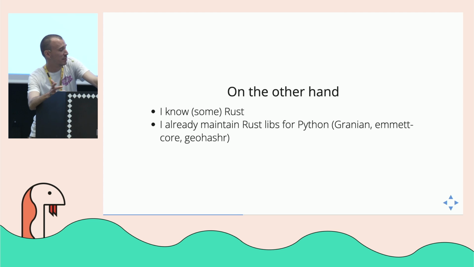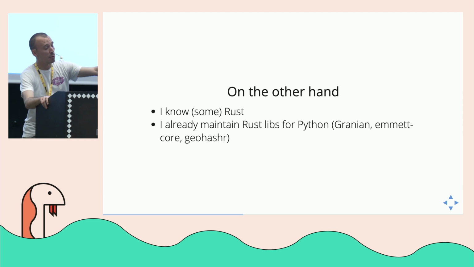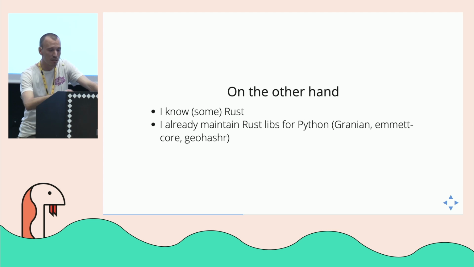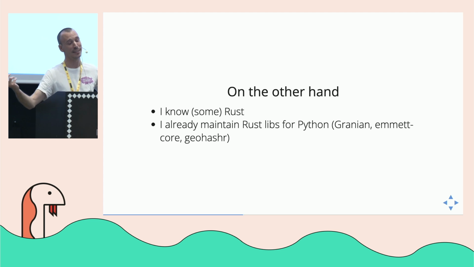And on the other hand, I know some Rust. Some is the keyword here. You cannot say, hey, I know Rust. No. You just know some Rust. But I know some Rust, and I already maintain a few packages made with Rust. The core libraries for my web framework are made with Rust. GeoHasher is just a tiny wrapper around the GeoHash crate, but hey, it's fast. And I also maintain Granian. You should use Granian. If you don't know what it is, it's a server, and it's fast. Sorry, Marcelo, it's faster than Uvicorn. I'm sorry. You should use it. Try it.